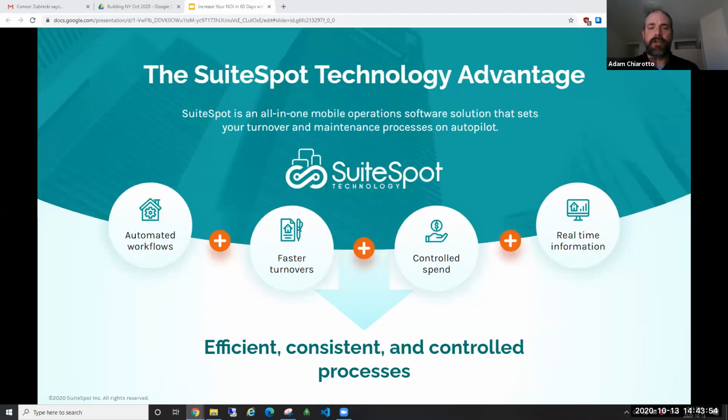SuiteSpot is all-in-one mobile operations maintenance software. That's really our front line. The property management systems do a great job with leasing and accounting and stuff like that. But when it comes to the front line, there's not really a great all-in-one mobile solution. You may have one app for doing your inspections and another app for managing your service requests. And you may not even be able to manage your unit turnovers on a mobile basis. You may have to go back to the computer. But with SuiteSpot, you're able to do all of this from your mobile phone.